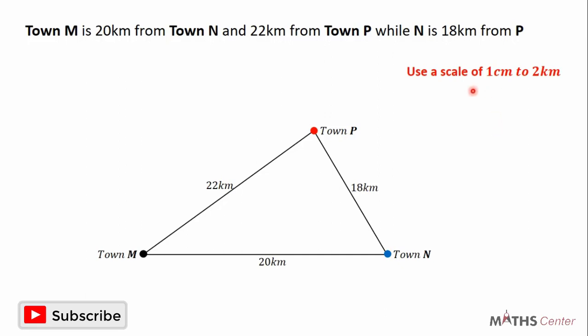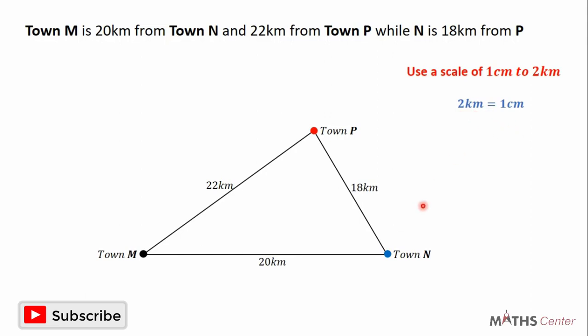So using this scale, which is 1 centimeter to 2 kilometers, we are going to convert the distances here from kilometers to centimeters. 1 centimeter is to 2 kilometers means that every 1 centimeter is equal to 2 kilometers. In the same way, it also means that every 2 kilometers is equal to 1 centimeter. Because we are converting from kilometers to centimeters, I'll write the kilometers first. So you have 2 kilometers is equal to 1 centimeter.